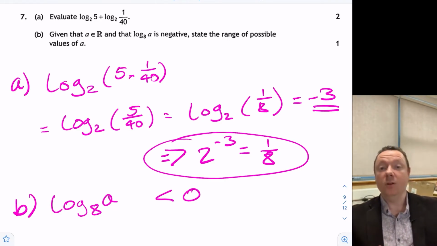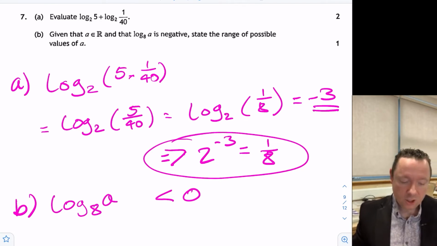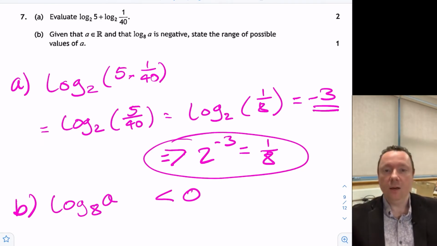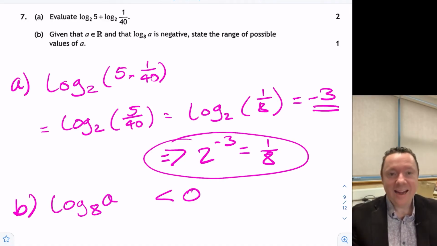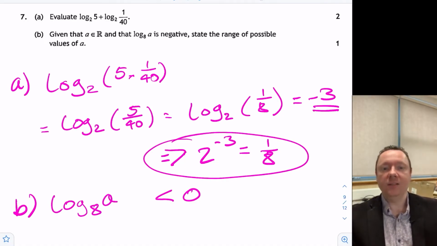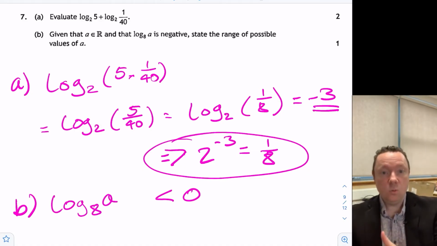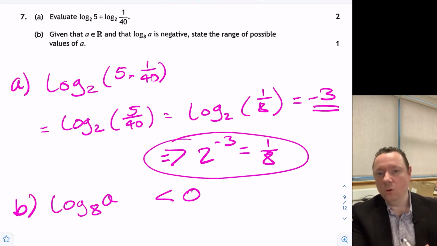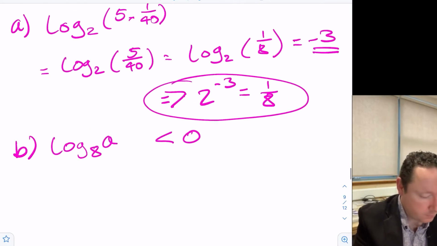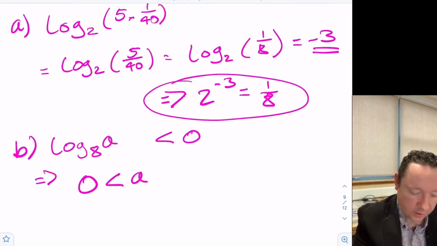Let's just think about it logically for a minute. Let's imagine that we did 8 to the power 0. We would get 1. If we take a negative number then, we get 8 to the power of, let's say, negative 2. That's the same as 1 over 8 squared, which is a fraction. And if I take any negative number, 8 to the power of a massive negative number would be a fraction. So it's always going to be either as big as 1 or as small as almost 0. So that means that 0 is less than a is less than 1.